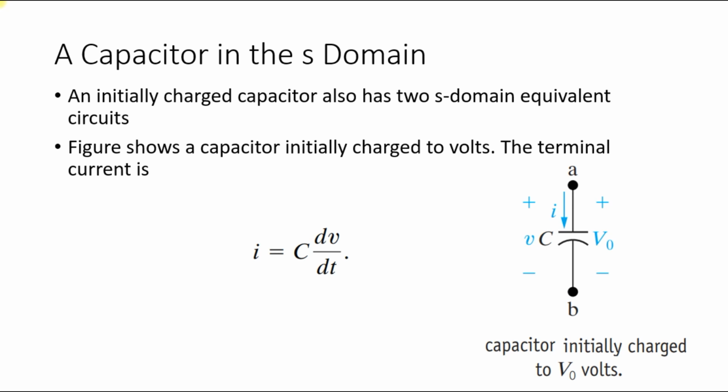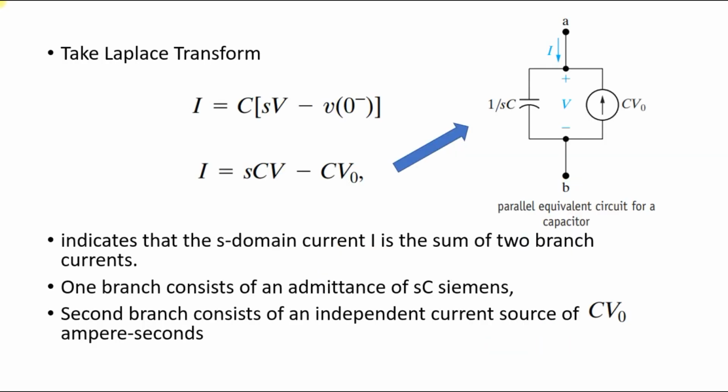Therefore I equal to C into dV divided by dt. Use the same formula, integral by parts, and take the Laplace transform. So I equal to C into SV minus V naught. V naught is nothing but my initial voltage, which is equal to capital V naught. So I equal to S into CV minus CV naught. So this is a parallel circuit, because as we saw in the inductor case, this I leads to the parallel circuit. So this circuit is replaced like this.